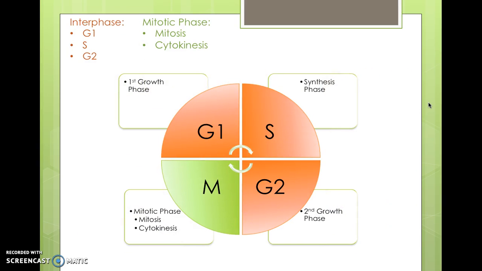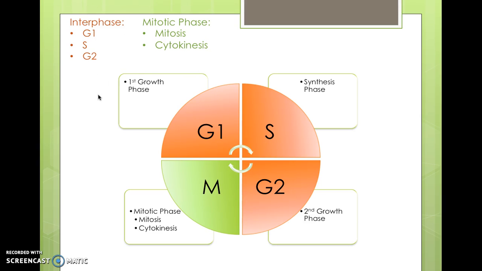So here's a basic cell cycle. This is how cells replicate. One cell enters the cycle, and by the time that it's complete, it is split into two identical cells. So this cycle is divided into two main phases, interphase and the mitotic phase.